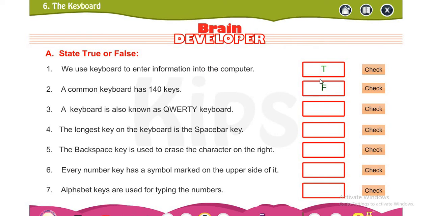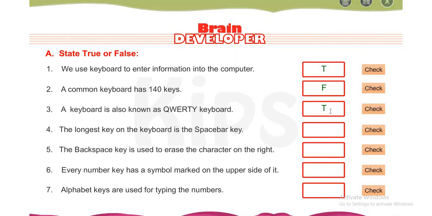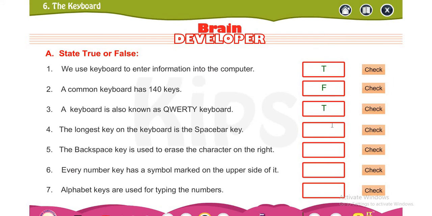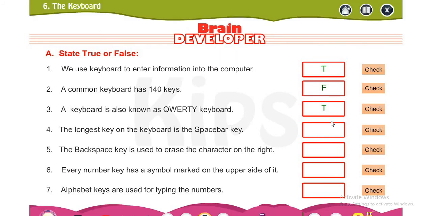Next, a keyboard is also known as QWERTY keyboard. So yes, it is true. Just see on page number 53, you have alphabet key. In that, the keyboard keys are present, alphabet key. In the first line, QWERTY is written. So it is a QWERTY type of format. The first 6 characters of the first row on the alphabet key are Q, W, E, R, T, Y. Therefore, the keyboard is known as a QWERTY keyboard.